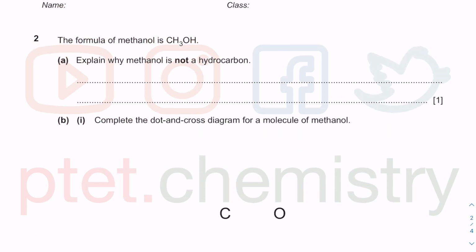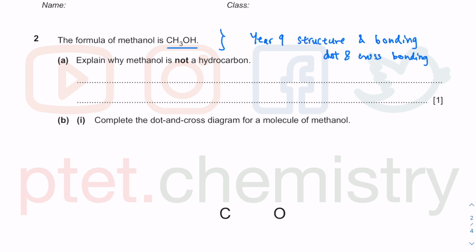In question number 2, we have the formula of methanol. Methanol structure is from Year 9, structure and bonding, under covalent bonding and the dot and cross diagram of the syllabus. So this is something which you have done a while ago.